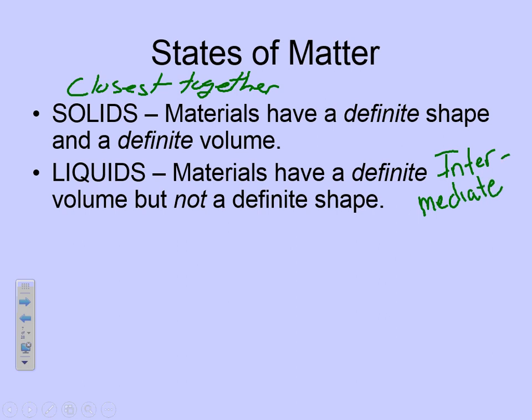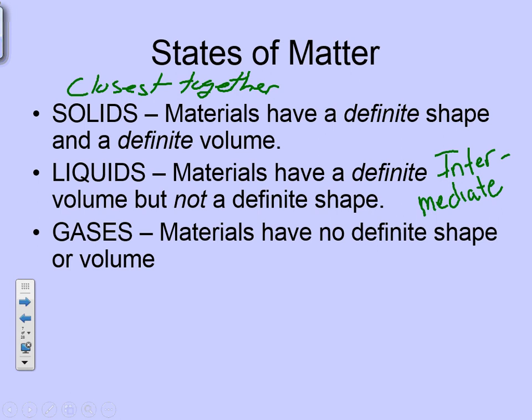So we have solids, definite volume, definite shape. Liquids, just definite volume, no definite shape. And gases defy everything. Gases have no definite shape and no definite volume. What's the shape of a gas? The room? You go outside the room, there's still gas there. What's the volume of the gas? The room? I can compress that if I wanted to. So gases have no definite shape and no definite volume, and their molecules are the farthest apart.